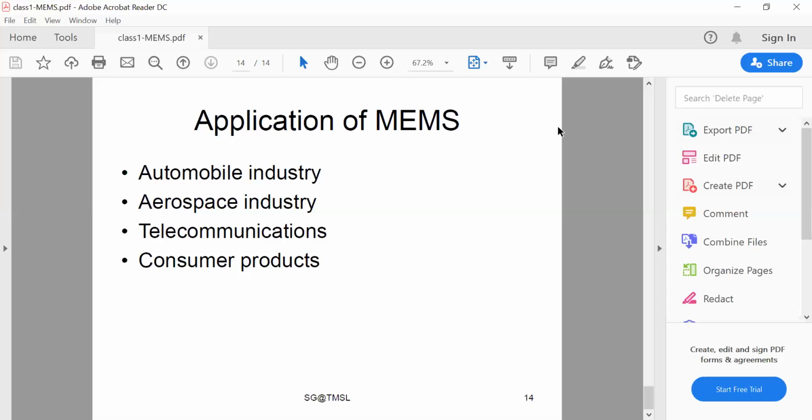Okay. And nowadays, in every area, in every industry, you can see the use of MEMS with sensors in devices. That's why all things are going to be smart day by day.